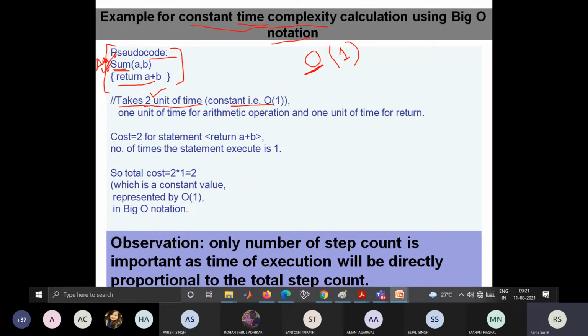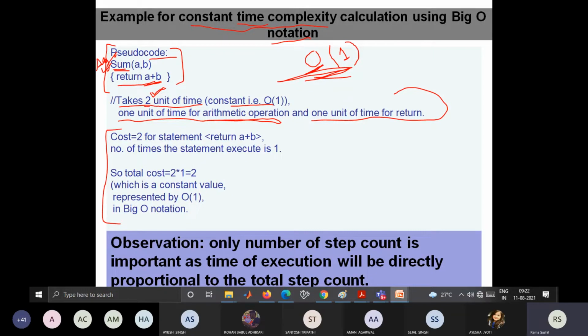Now we will discuss how the 2 units of time arise. You can easily relate it with the number of statements. So 1 unit of time for the arithmetic operation, which is the addition of 2 variables. And 1 unit of time is for returning that calculated value of the addition. So 2 units of time, it is very much fixed. There is no possibility of change in time requirement for any other thing. So the time complexity is constant, and we can say the time complexity is of order 1. Okay, very simple.